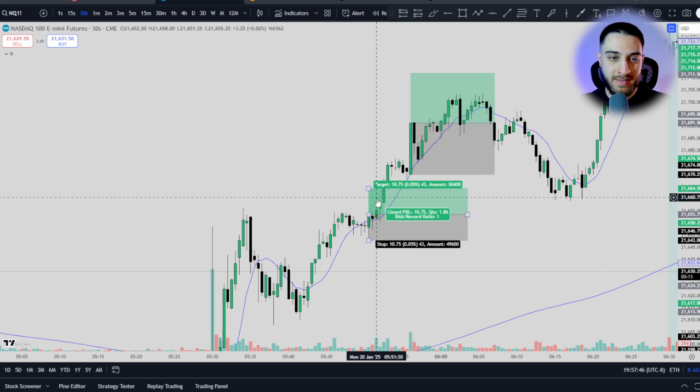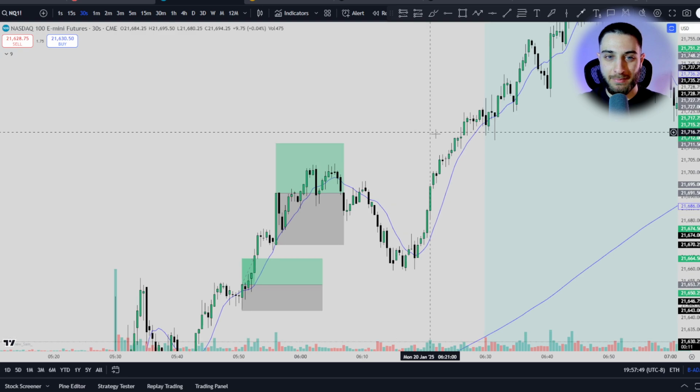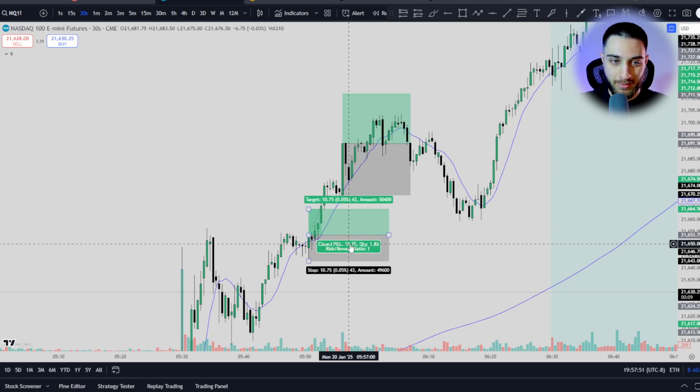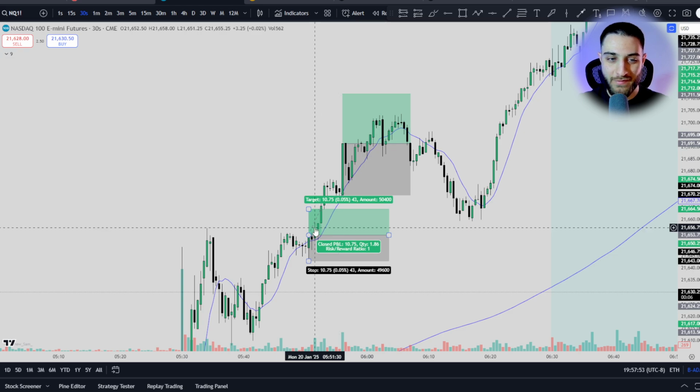Quick little sip of the tea. That was perfect timing. It's like 8 o'clock right now. Perfect warm tea hitting perfect temperature.